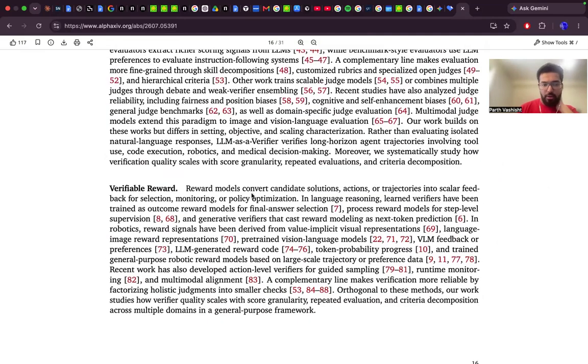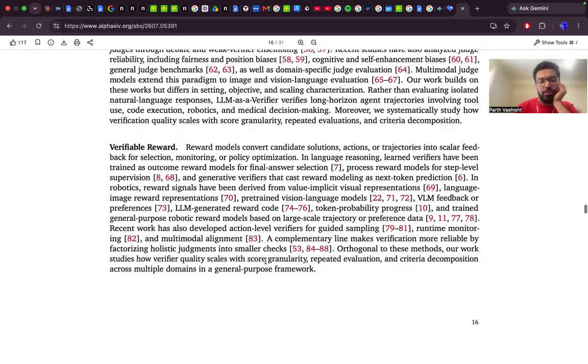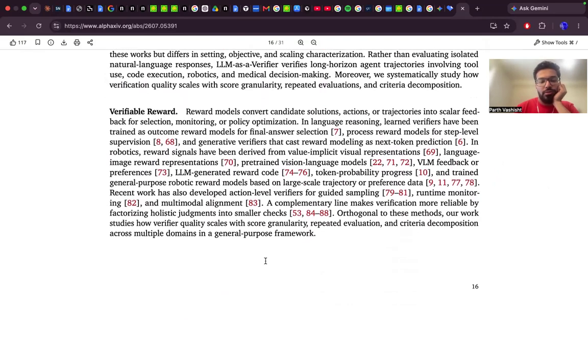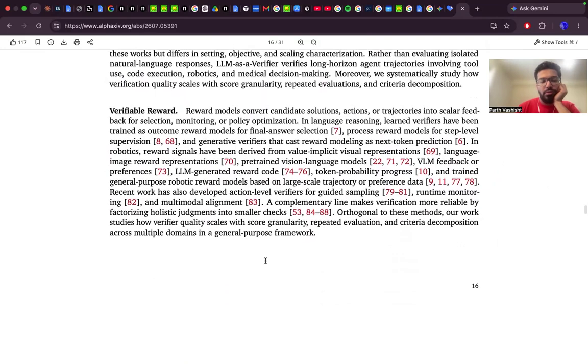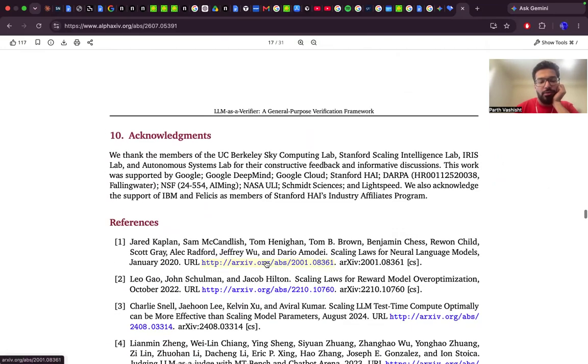Verifiable reward. Reward models convert candidate solutions, actions, or trajectories into scalar feedback, selection, monitoring. Okay. Yeah. Thank you. A very long paper. Tired. I too am very tired.